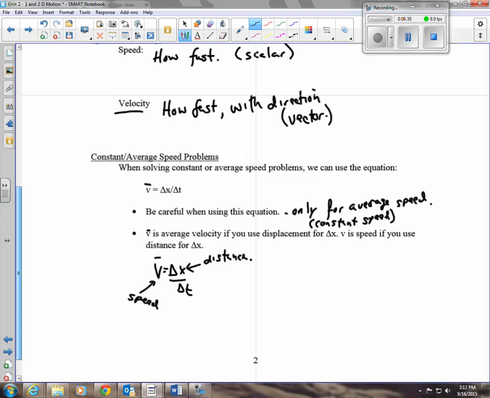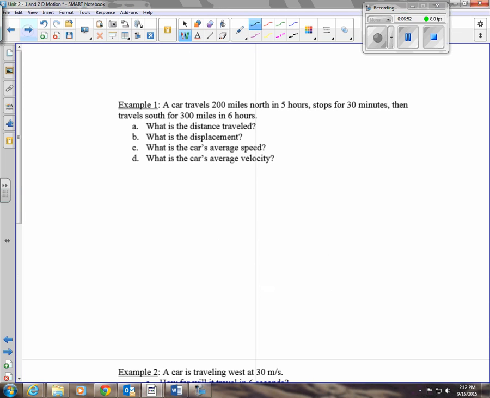Okay? If I use the same equation, but I use displacement here, then I'm going to get velocity here instead of speed. A couple examples of that on the next page.